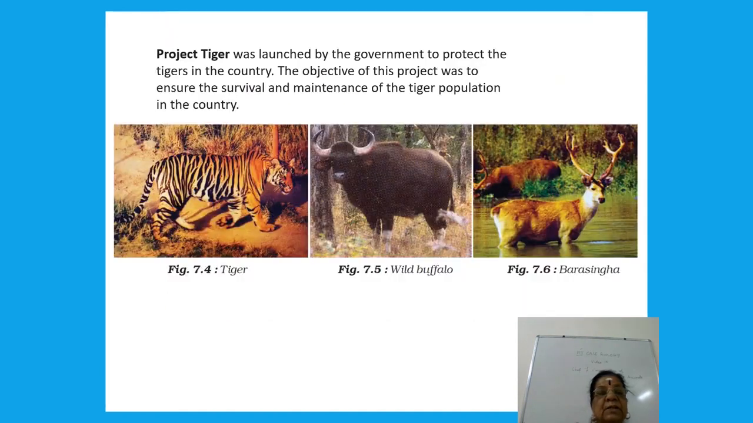The next one, it is Project Tiger. Satpura Tiger Reserve, they see a board as Satpura Tiger Reserve, and he explains about Project Tiger. It was launched by the government to protect the tigers in the country. The objective of this project was to ensure the survival and maintenance of tiger population in the country. இதை பார்த்துக்கோ, இதுதான் Project Tiger.